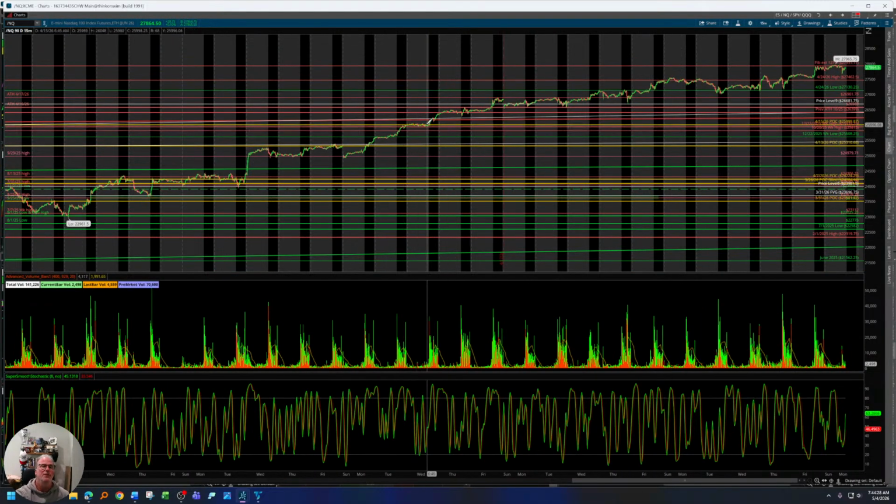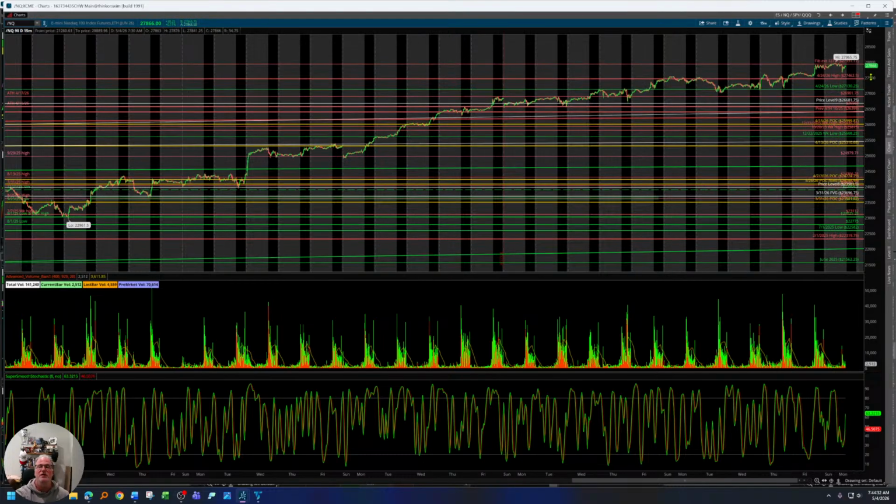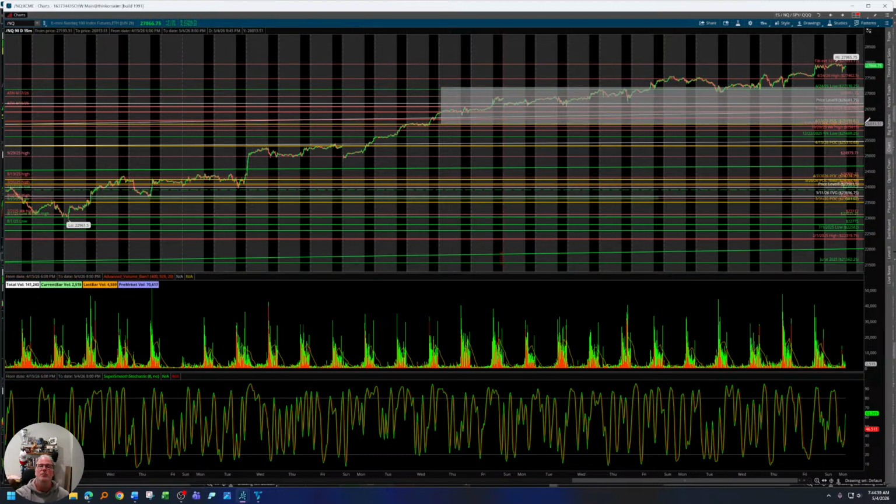Are we really thinking about buying, making new highs here? At some point, people are going to say they've had enough and they're going to start buying, and that's when you're going to want to probably sell, right? But for right now, you're looking for pullback longs.